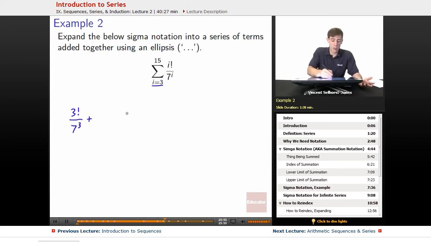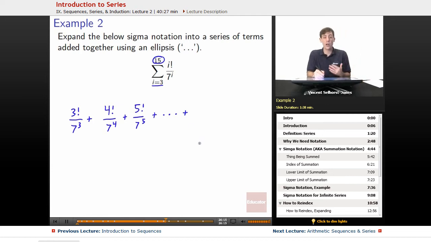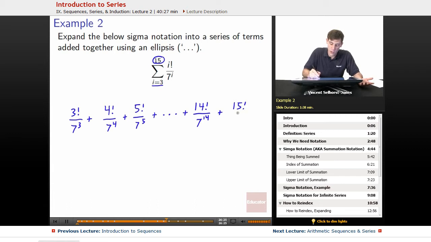Plus, our next term, we click up 1, from 3 to 4. So that will be 4 factorial over 7 to the 4. Plus, our next one, we click up another one to 5 factorial over 7 to the 5th, plus dot, dot, dot, plus. And we're going to finish up here at 15. We could also start off with something before 15. For example, we could write out 14 factorial over 7 to the 14, because that would be in the expansion, plus 15 factorial over 7 to the 15. So there we go. We've managed to write the whole thing out using an ellipsis.